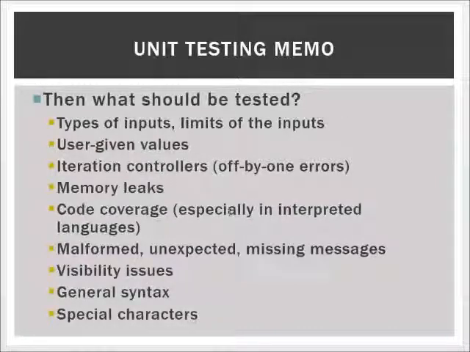The code coverage, for example: do we have enough cases to at least once try out every single line of code in the module? Malformed, unexpected or missing messages: what happens if we get messages out of order, or the synchronization or other synchronization breaks, or we get messages in unexpected order so that we are not capable of doing everything necessary for normal operations?